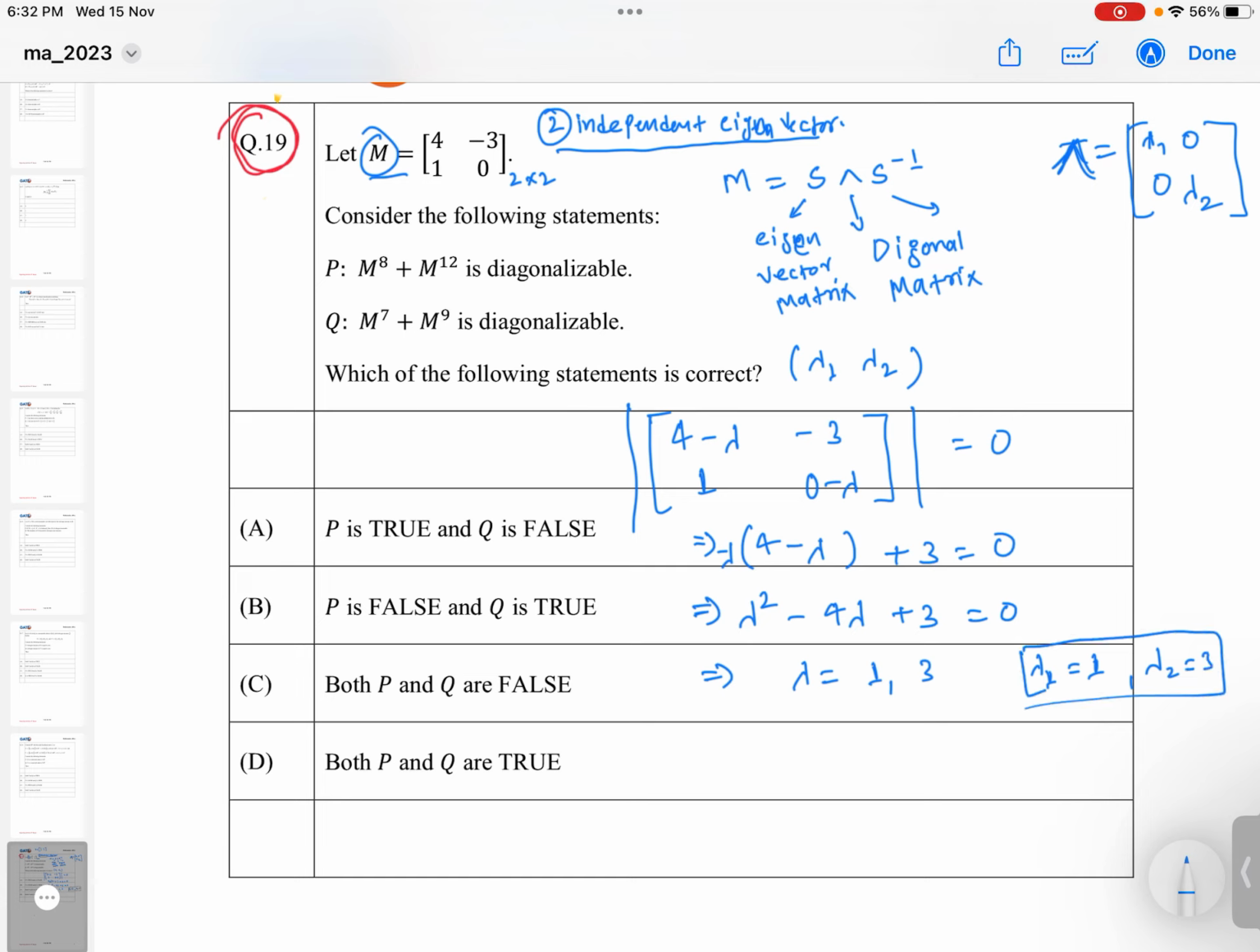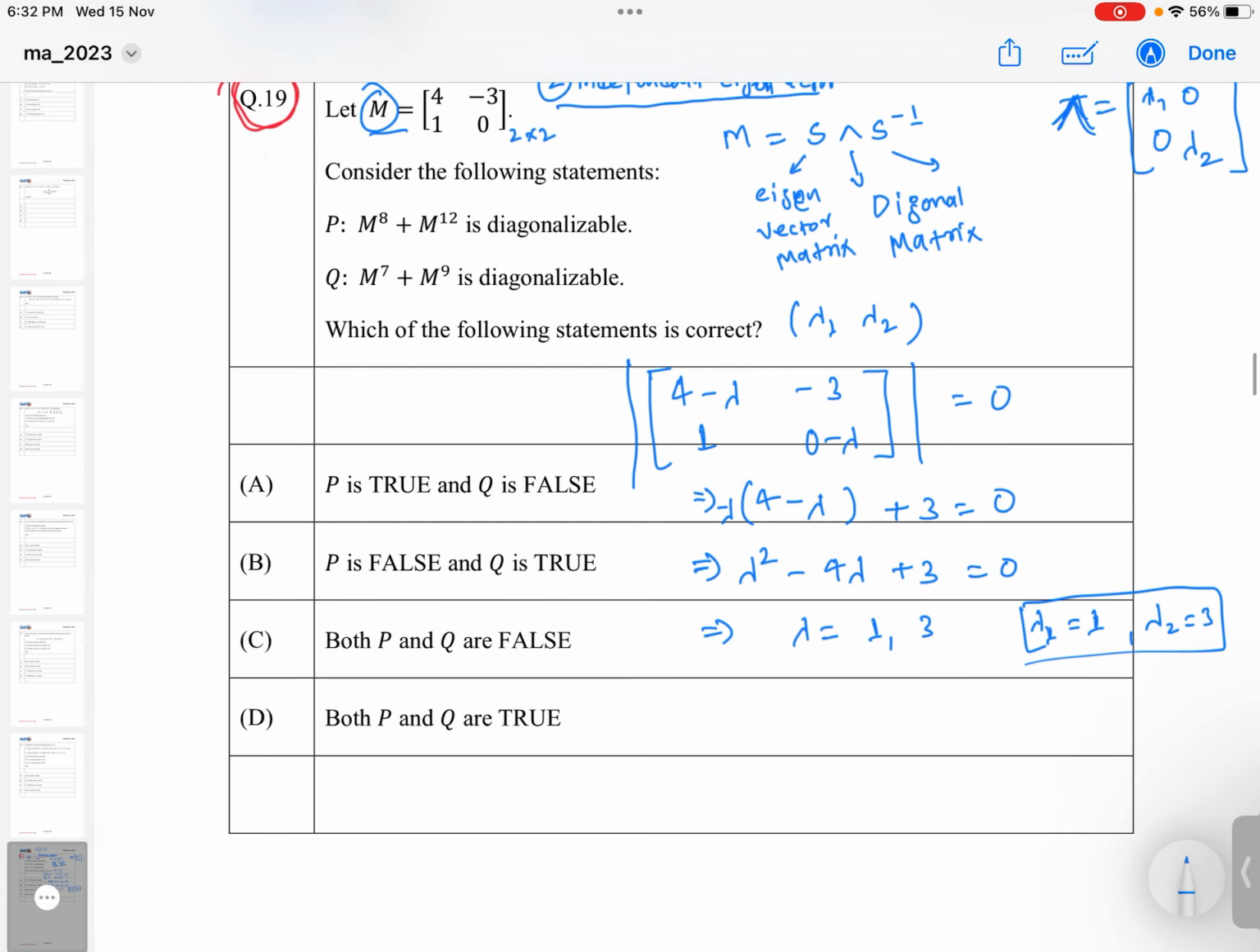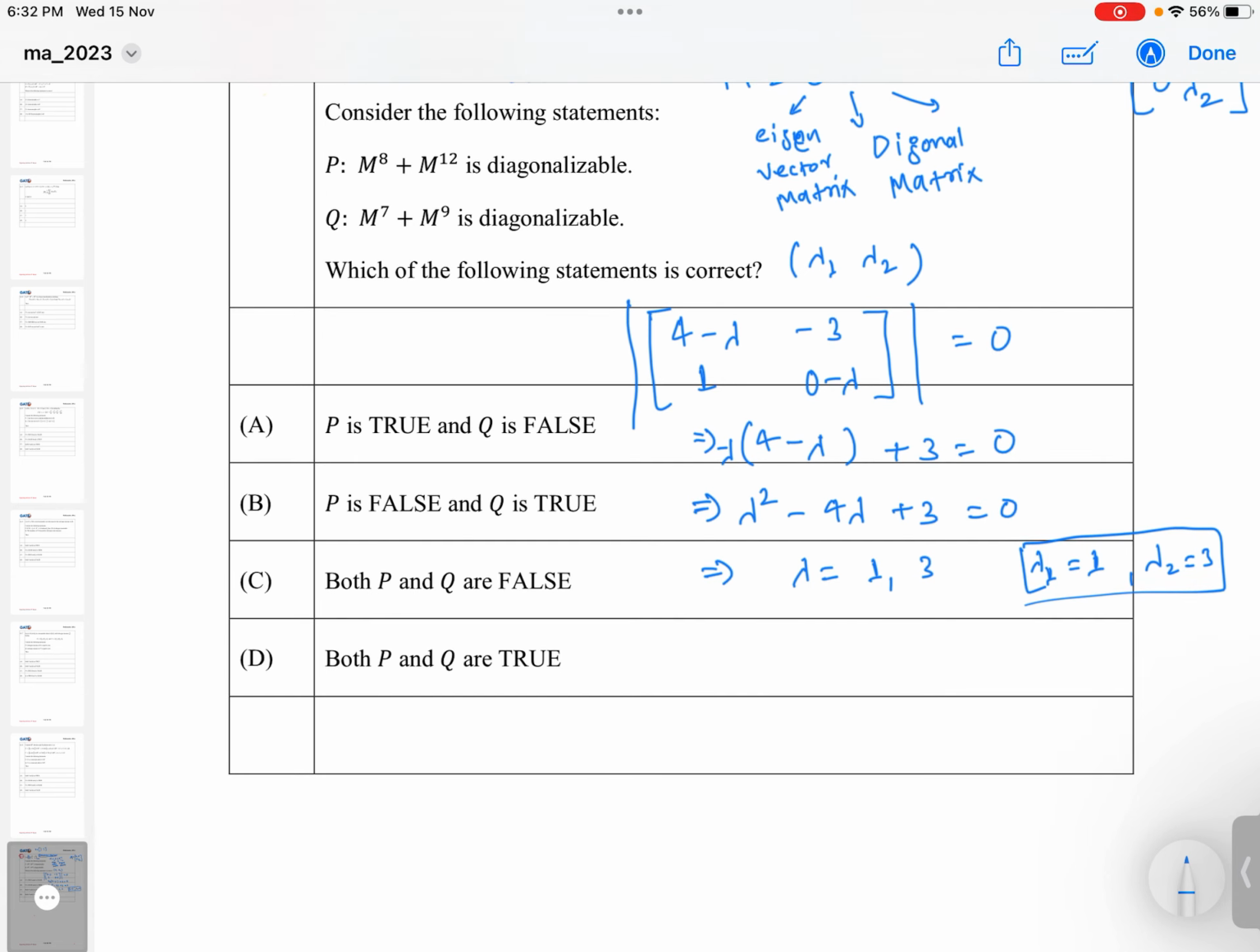Corresponding to these eigenvalues, you will get two eigenvectors. You can even solve for the eigenvectors, so let me calculate them also. First we will calculate the eigenvector corresponding to lambda 1, that is, lambda 1 equals 1. Here we just put lambda equals 1, and we get 4 minus 1, that is 3, and minus 3, and here 1, and here it will be minus 1, because lambda is 1.